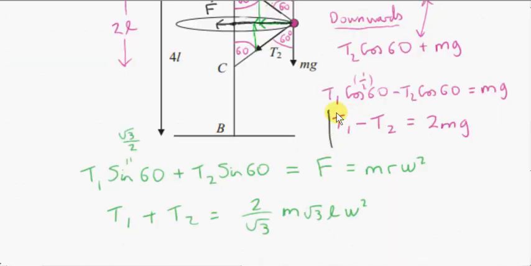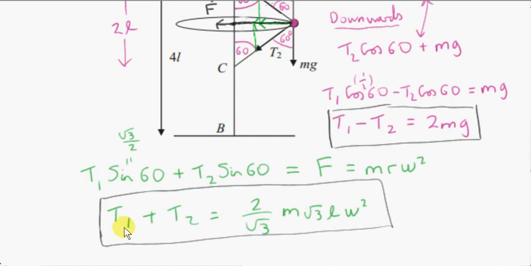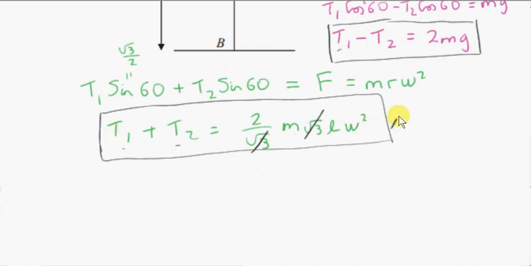So now we have two equations in T1 and T2. If we solve these equations, we will be able to get T1 in terms of m, l and omega, and also T2 in terms of m, l and omega. So we treat the unknowns as just being T1 and T2. So we have two equations and two unknowns. Conveniently, these cancel out. So what's the easiest way to solve between these two equations?